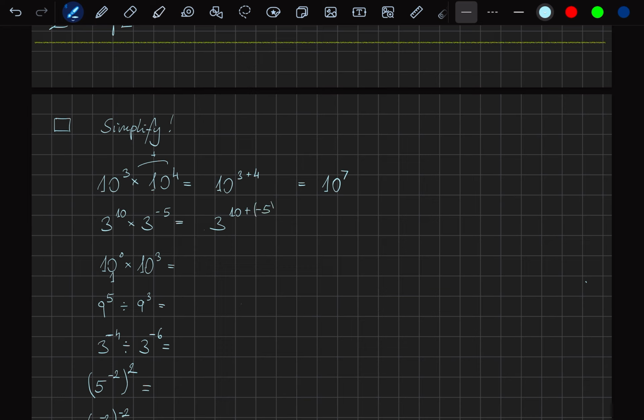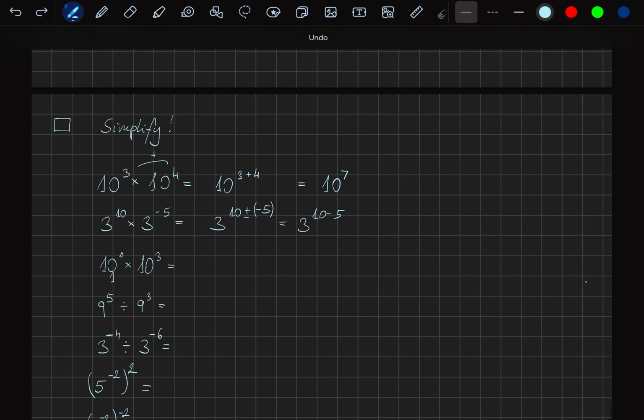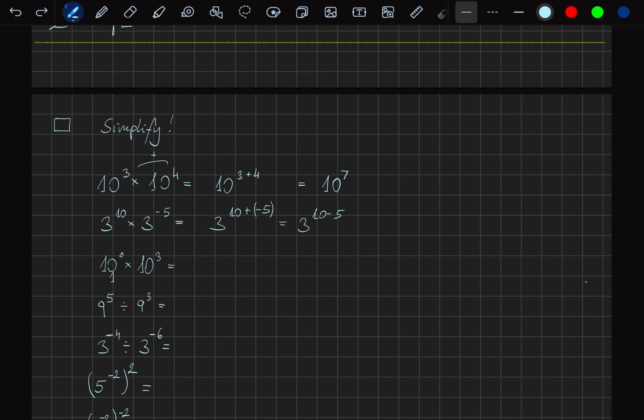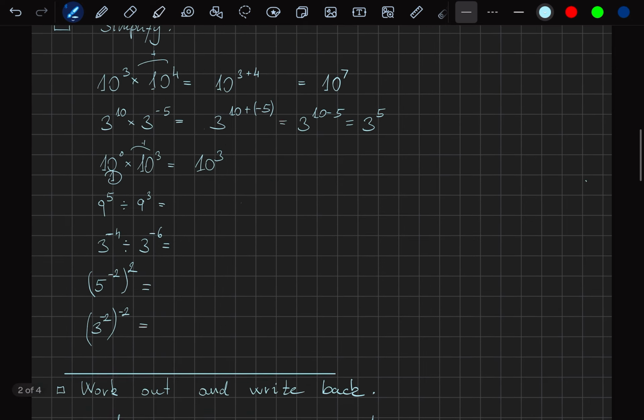minus 5. So it's 3 to the power 10 minus 5, because plus and minus sign together is minus. 3 to the power 5. 10 to the power 0 times 10 to the power 3, it's 1 times 10 to the power 3, which is 10 to the power 3. Or if I just add the powers, it will be the same.